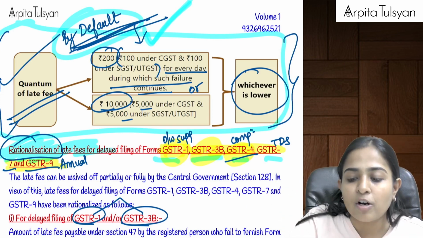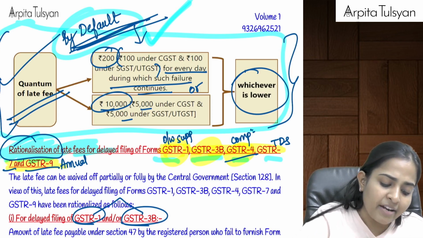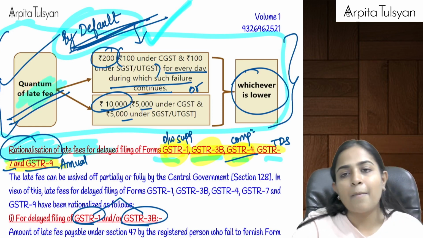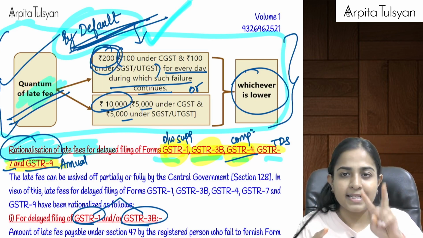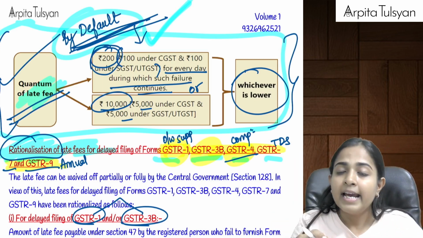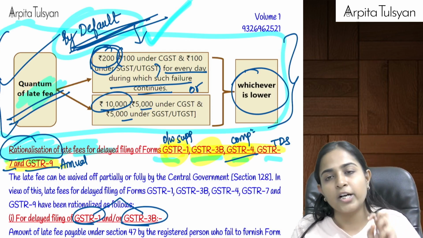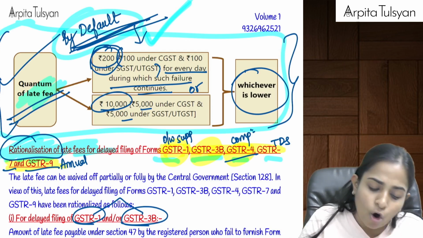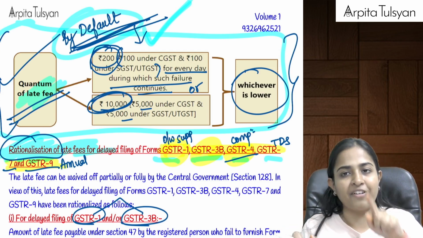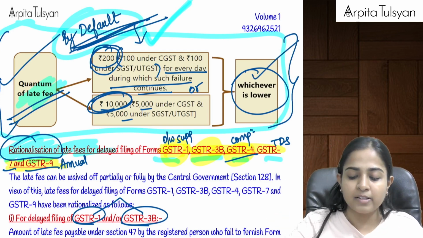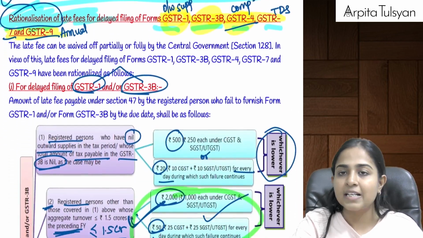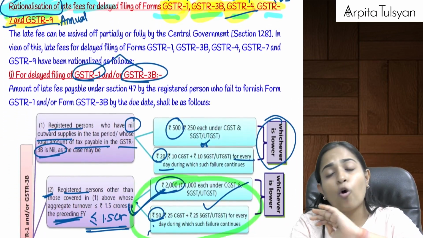Now see, what is the by default provision here? If you have filed the return late, then the amount of late fee is equal to 200 rupees per day. That is 100 under CGST, 100 under SGST or UTGST. Total 200 rupees per day of delay or rupees 10,000. 10,000 also same, 5,000 plus 5,000. 200 rupees per day or rupees 10,000, whichever is lower, is the amount of late fee that is payable by default for all the returns.